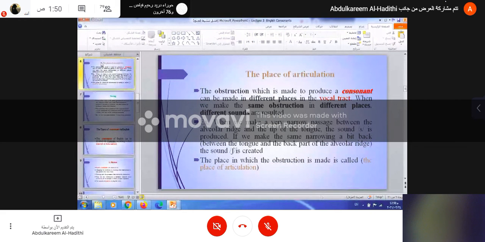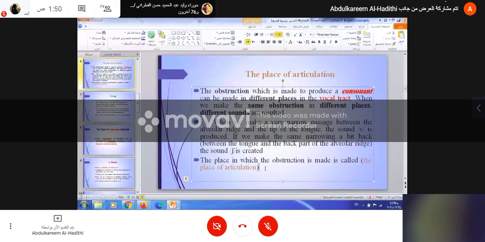What about the place of articulation? As we have said, all consonants are produced by making an obstruction in the vocal tract. But the vocal tract is a large area. We can do the obstruction in different places. The different place produces different sounds. For example, we said that consonants can be produced by stopping the air for a short time.